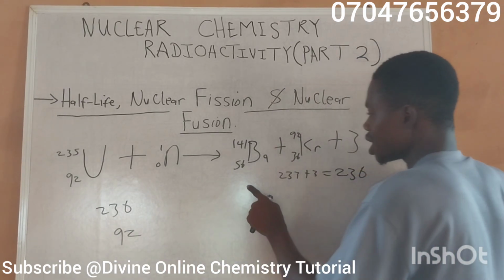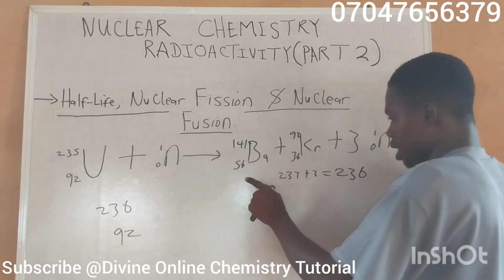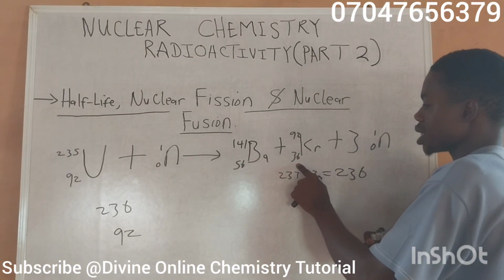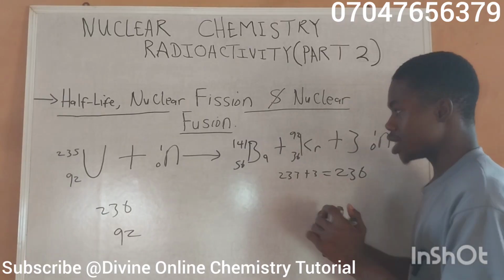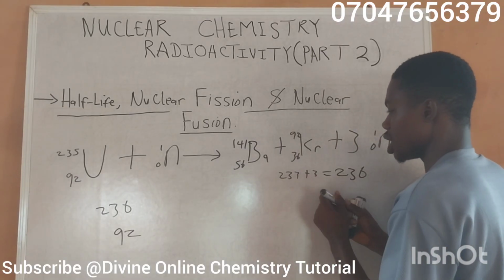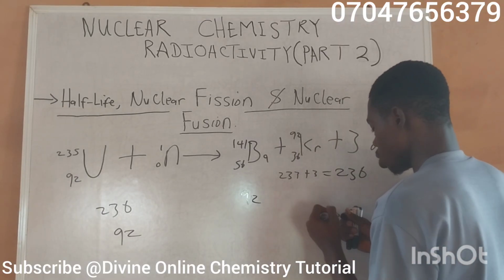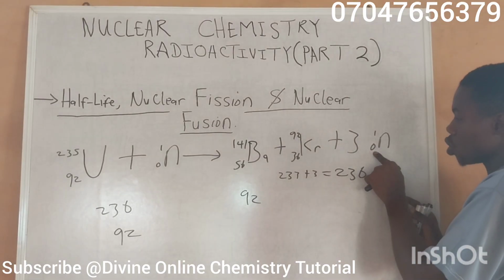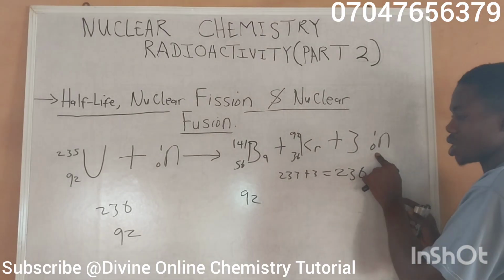So now let's come to this other side. Now 56, please take note of this. 56 plus 36 is 92. So please take note of that, as this 56 plus 36 here is 92. Don't forget that we have 3 here and then we have 0 for this neutron. Now 3 times 0 is 0. Are you seeing it now?